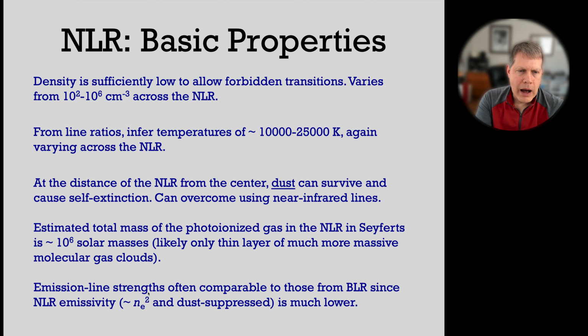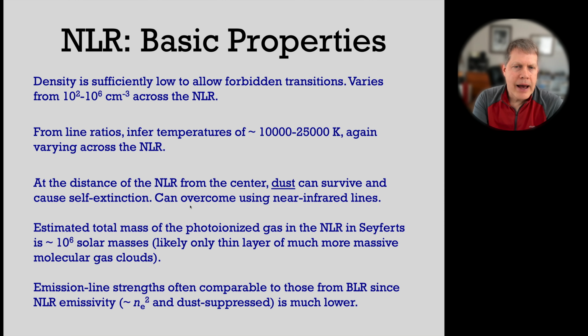And the reason why the broad line region is able to compete with much less mass compared to the narrow line region is because the emissivity of the gas in the narrow line region is much less. That generally scales as the density squared. And again, as I mentioned, in the narrow line region, the emission is often dust suppressed, and so that leads to a much lower emissivity of the gas in the narrow line region than the broad line region, and allows the broad line region with, again, much less gas to produce lines of comparable strength.